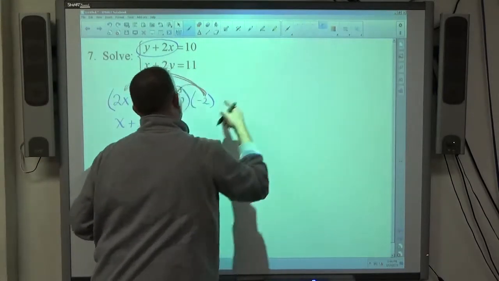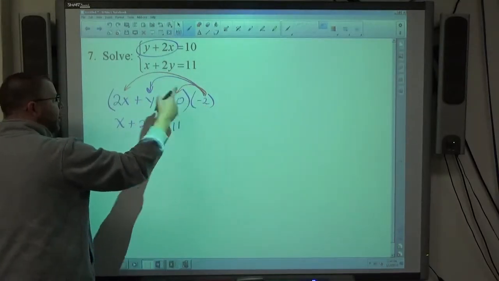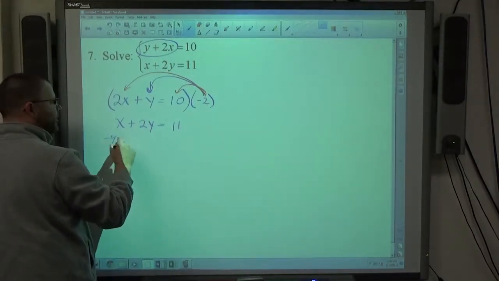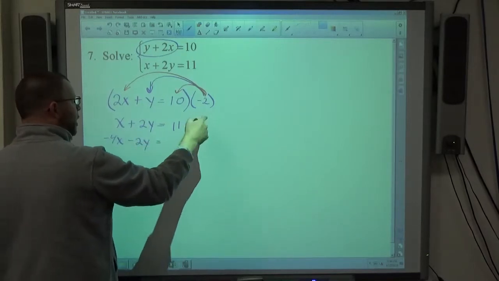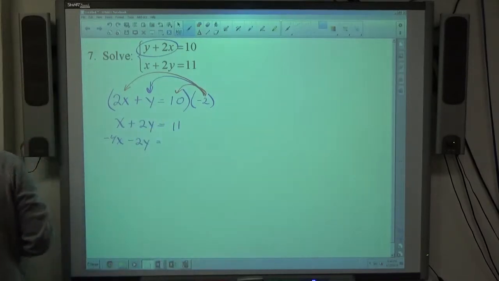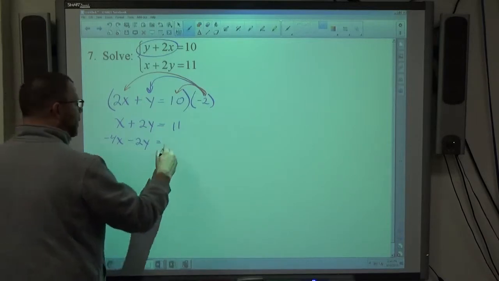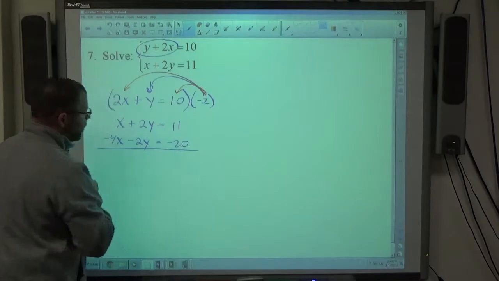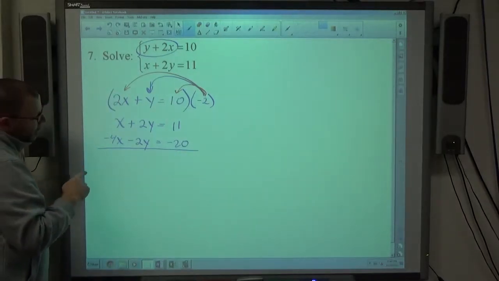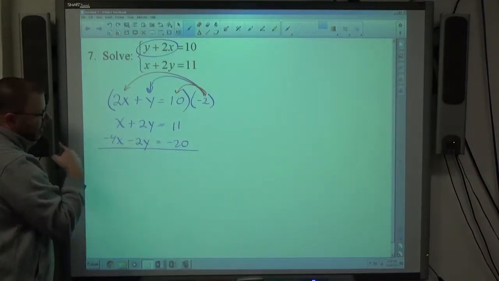So if I do my multiplication here, negative 2 times 2x is negative 4x. Negative 2 times y is negative 2y. And negative 2 times 10 is negative 20. So, if I am to add the two equations together now, the y's are opposites like they should be.